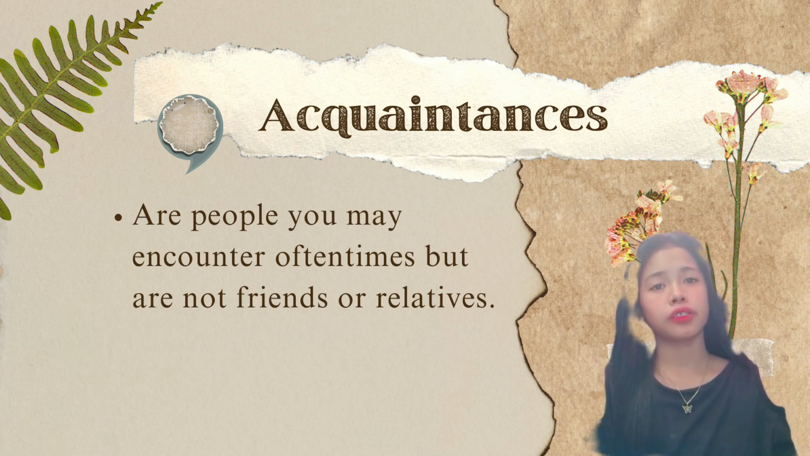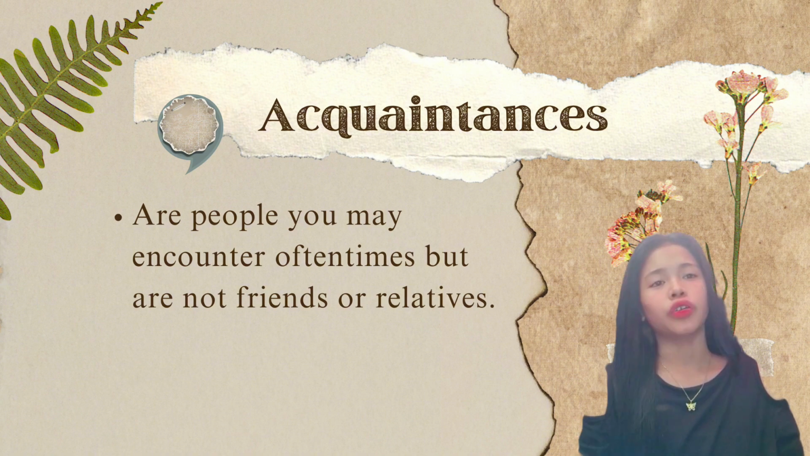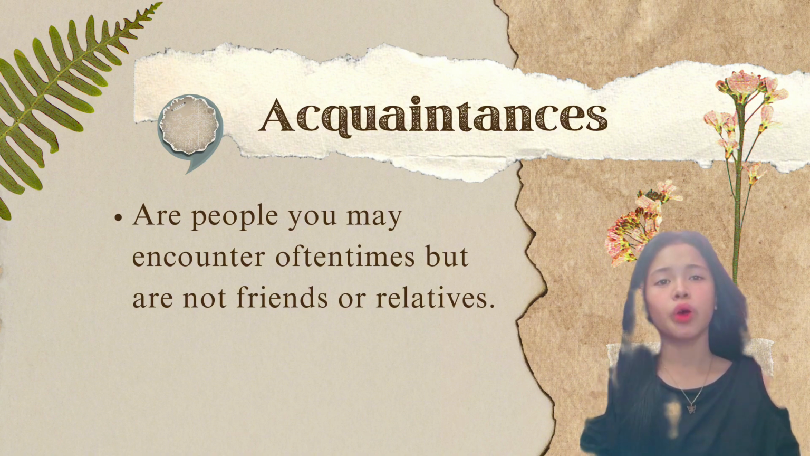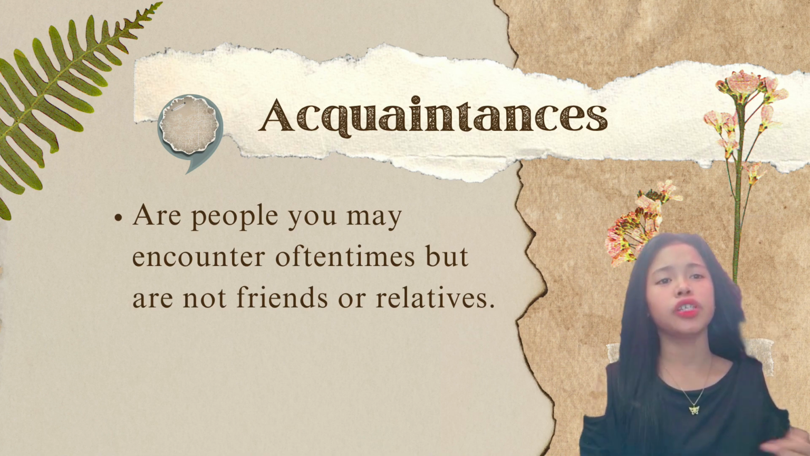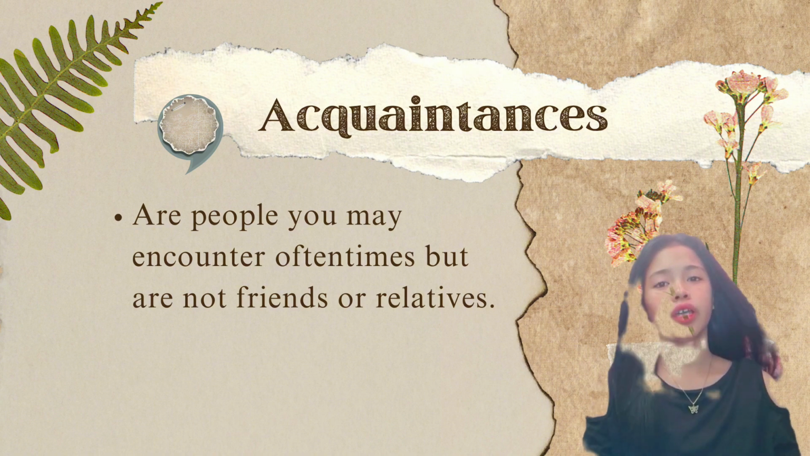Next, acquaintances. Acquaintances are the people you may encounter oftentimes but are not friends or relatives. These are the people you know or have met, but you don't have a closer or personal relationship with them like you would with friends or relatives. You might see them occasionally or interact with them in certain contexts, but you don't typically share personal details or spend significant time together outside of those encounters.